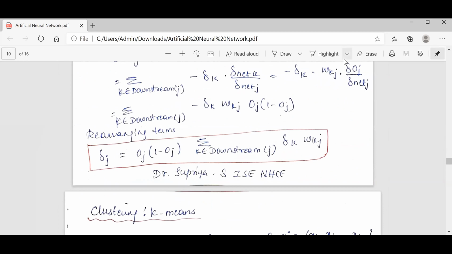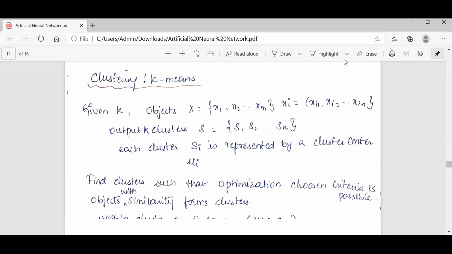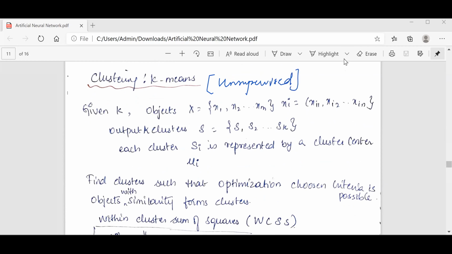So today's topic will be going ahead with clustering, k-means. The k-means clustering algorithm is one of the unsupervised learning algorithms. K-means clustering is an unsupervised learning method where I will consider that I have the inputs.